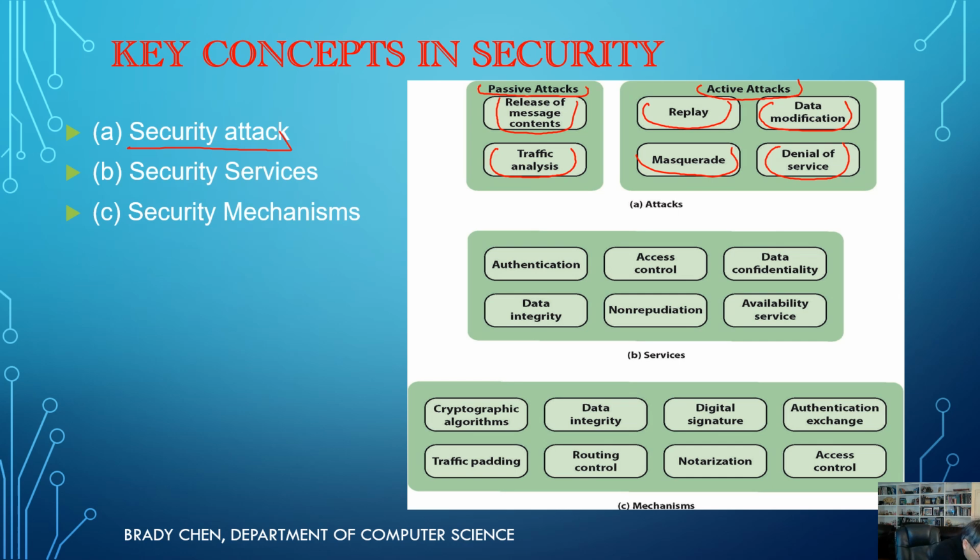And the second concept is the security services. Okay. Now these are the types of security services we're going to perform. Authentication, access control, data confidentiality, data integrity, non-repudiation, and availability services. Okay, non-repudiation is a kind of service that will prevent people from denying their wrongdoing. Okay. We're going to talk about this in detail in the follow-up slides.